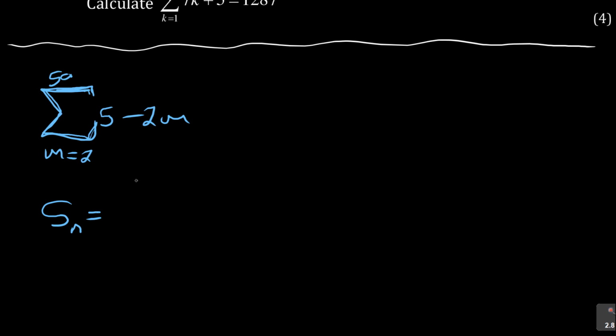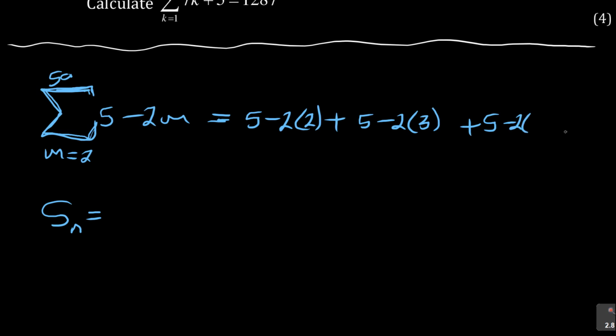Now, when we're evaluating this, we need to start with the value of m, when m is 2. You see, it's telling you that it's 5 minus 2m. So when m is 2, it's 5 minus 2. That's the first part, plus, because it means sum, 5 minus 2, from 2 where do you go? To 3, plus 5 minus 2, from 3 where do you go? To 4, plus dot dot dot, plus 5 minus 2, where are we ending? We're ending at 50. This is what it simply means.